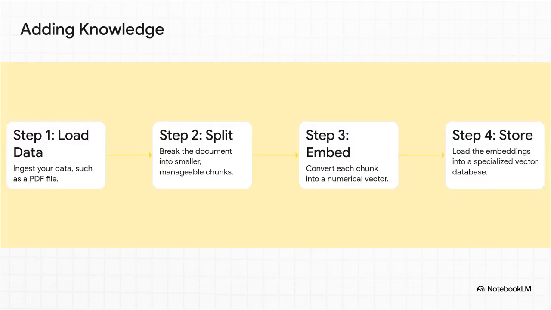So here's the four-step game plan for building our AI's memory. First, we load our document. Let's say it's that research paper in a PDF. Second, we have to split it up into smaller, bite-sized chunks. Third, we run each and every one of those chunks through an embedding model to create its numerical fingerprints. And finally, we load all of those fresh embeddings into our vector database, ready to be searched.